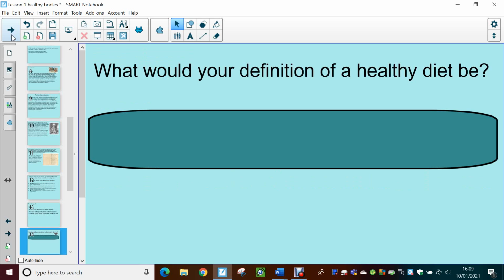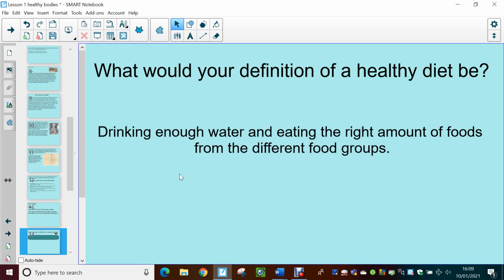Now, thinking back and recalling your work in the past and just having heard that information, can you write down or think of a definition of a healthy diet? Very simple. Can you summarize it in one sentence? So, I would literally say drinking enough water and eating the right amount of foods from the different food groups, because remember, we want to be eating more foods such as fruit and vegetables than fats.